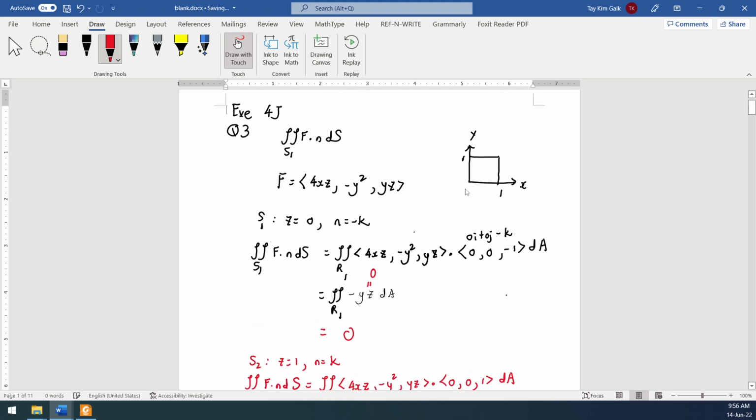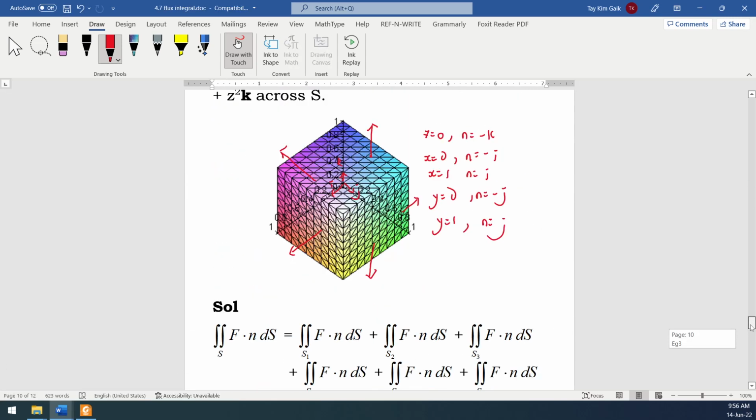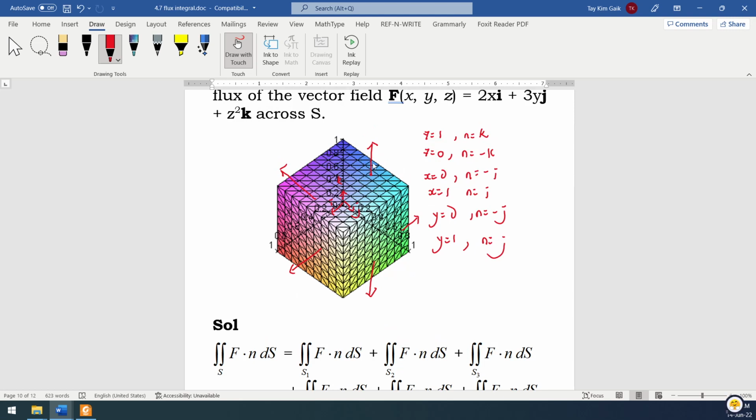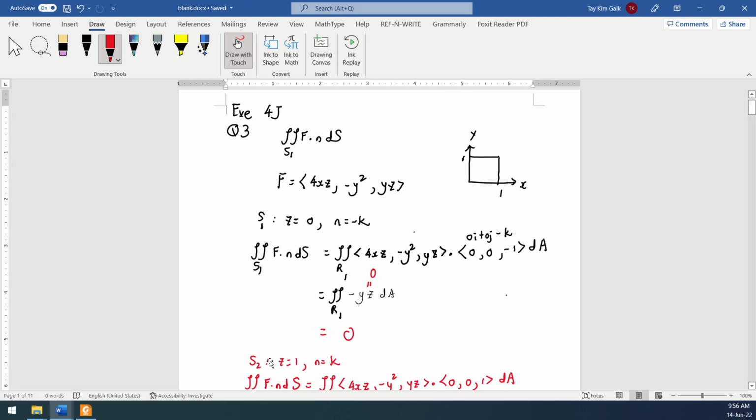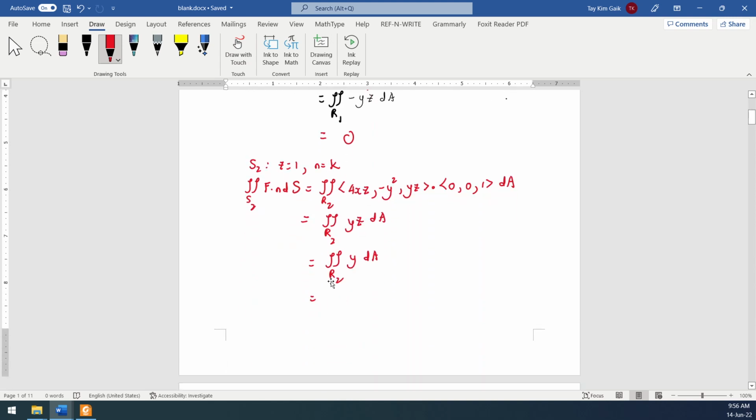When you press it, the projection, you look at here, this one. Z equal to 1, when you press it, you will get on the xy plane. The xy plane is still a square where x from 0 to 1, y from 0 to 1. Then you just integrate 0 to 1, 0 to 1, y dy dx.